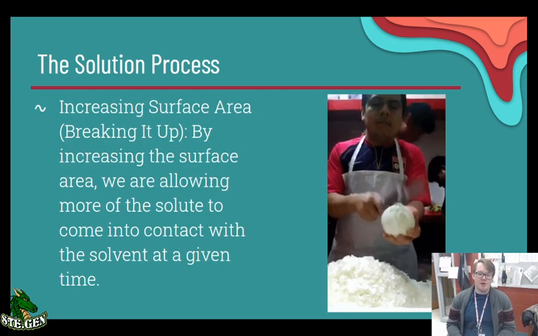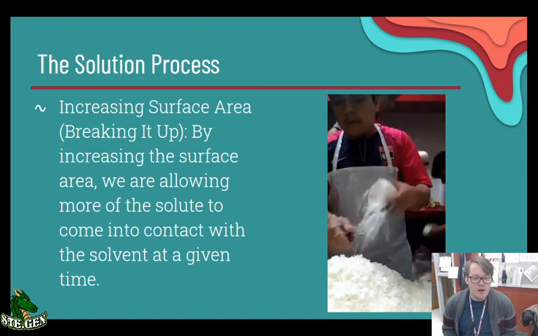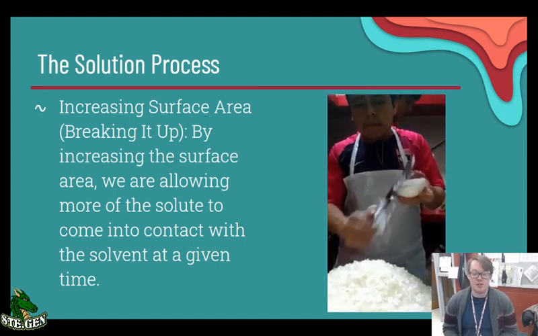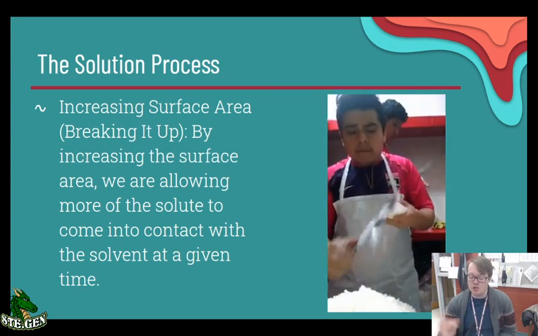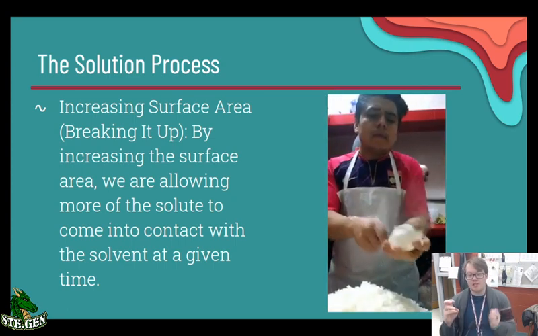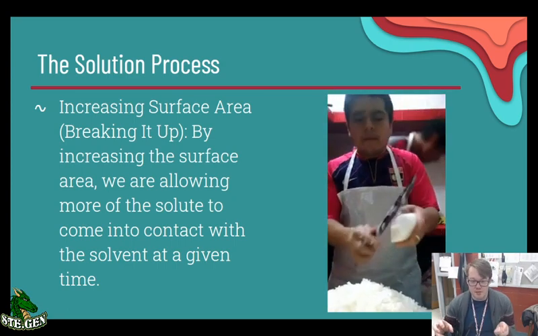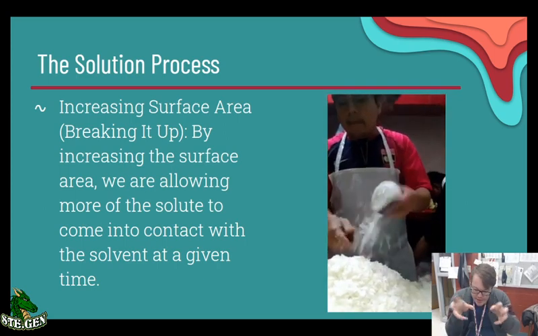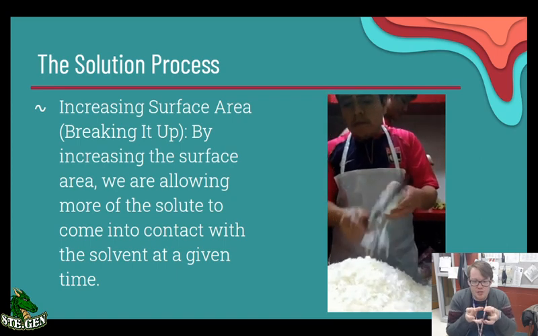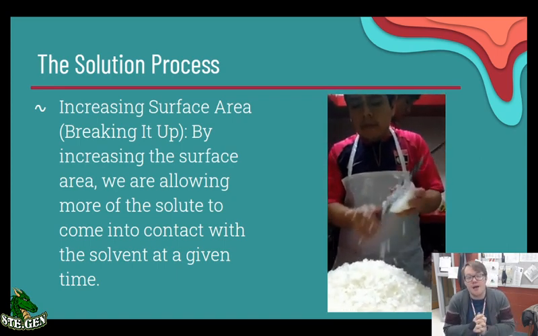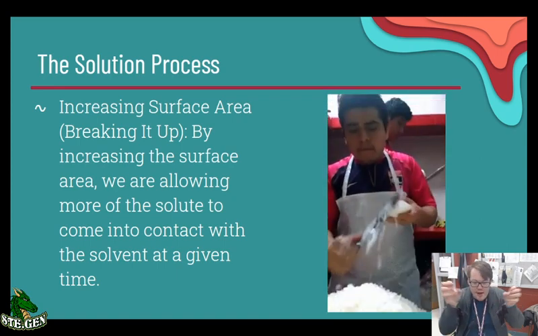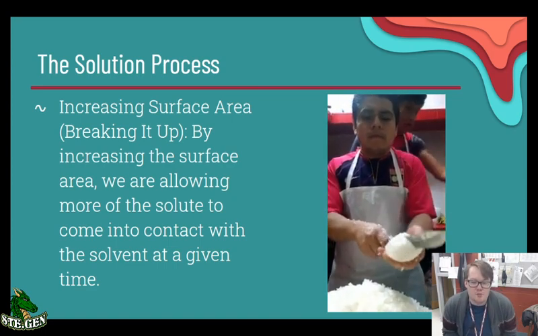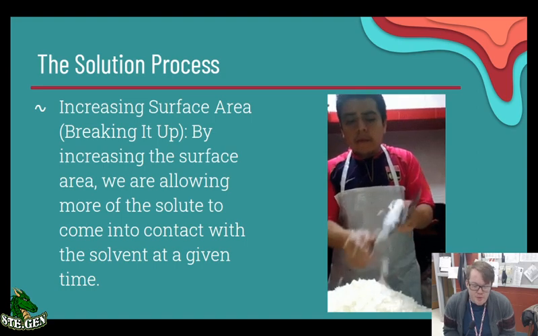For increasing surface area by breaking it up, if you increase the surface area, you're allowing more of the solute to come into contact with the solvent at a given amount of time. If you think of a sugar cube versus the same amount of sugar in a spoonful, when you drop that cube in, only the outside layer of that cube is actually going to get exposed to the solvent particles at any given time. So it's going to have to eat away at that outer layer, then eat away, then eat away, and slowly go through all of those pieces before it's going to be able to do anything.